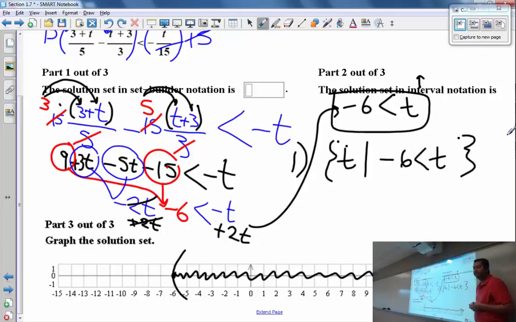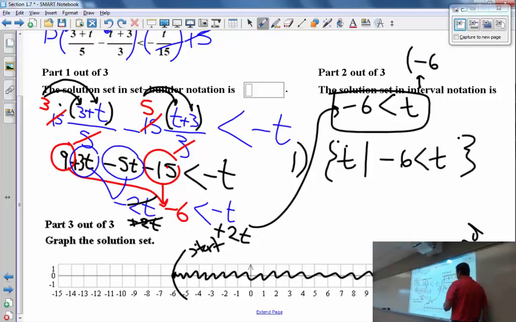Anyone? Can you make it? Look, you just need to read start and end. Where do we start? What number do we start with? Negative 6. And at negative 6 we have a parenthesis. And what is the end? Infinity. Okay? Make sense?